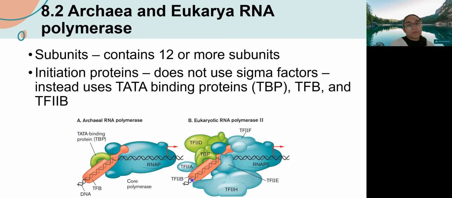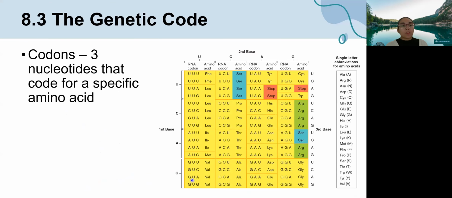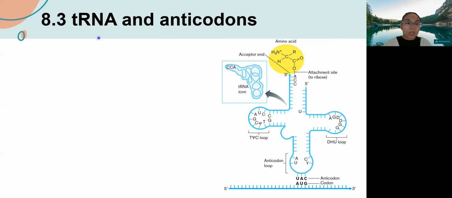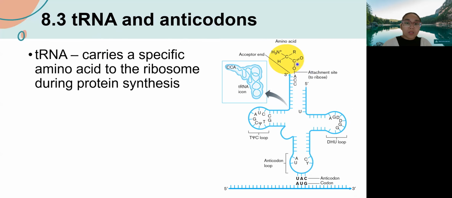So yeah. Okay, moving on to 8.3. Now we're just talking about the genetic code. This is a little bit of review. You should be familiar with this diagram. As you know, a codon is 3 nucleotides, and each codon codes for a specific amino acid. So hopefully you know that already. And then really quickly about tRNA and anticodons. tRNA is this molecule of RNA that carries an amino acid, right?